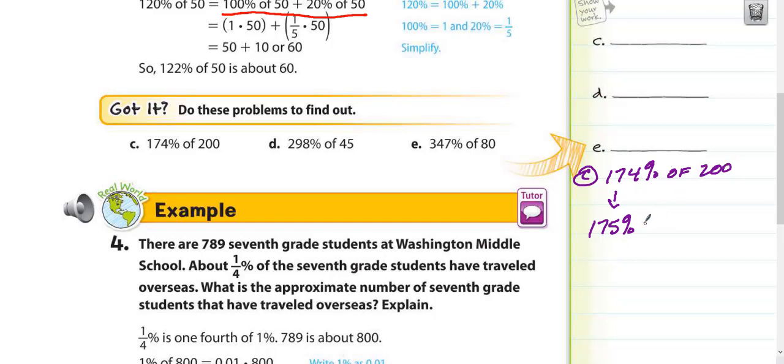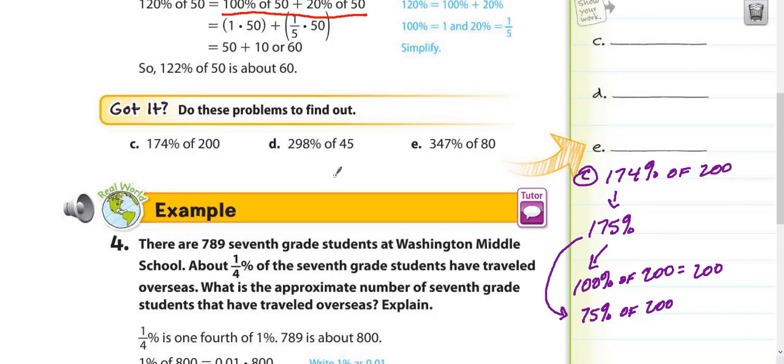Well, that can be split into 2 parts. That can be split into 100% of 200 and 75% of 200. So 100% of 200 is 200, right? 100% of anything is the amount you start with.